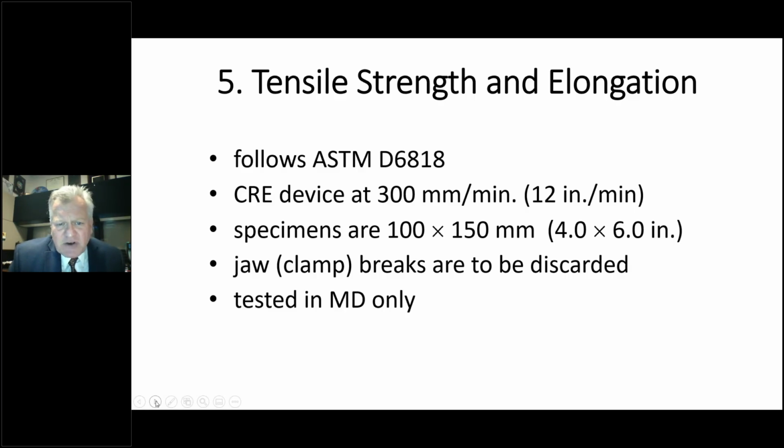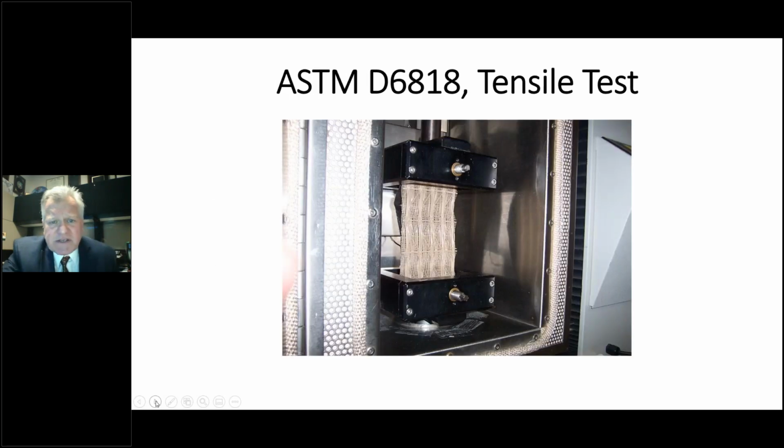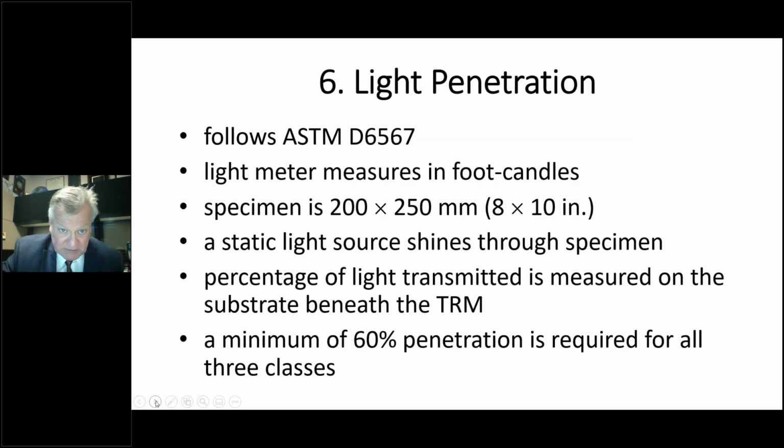You have the jaws going totally across. You typically test it in the machine direction, but the user can call it out in both if he so wishes. This is it in a continuous rated extension machine, and you're pulling quickly on the material, and the grips cannot initiate failure, and you'd like to see failure within the gauge length of the material.